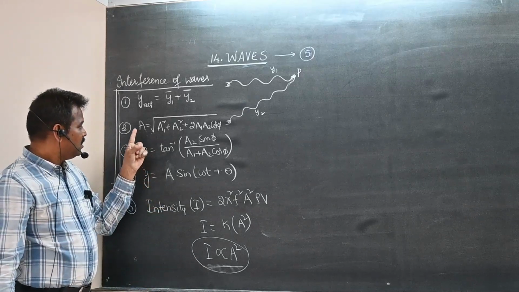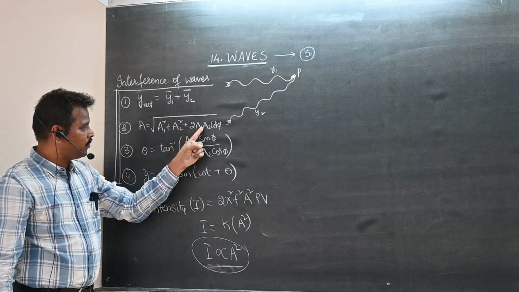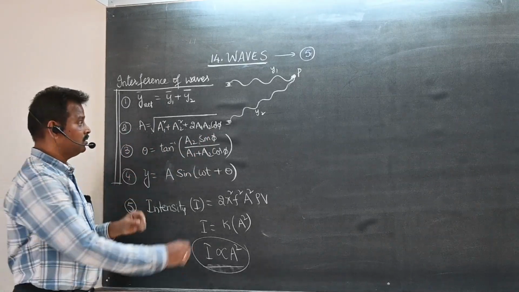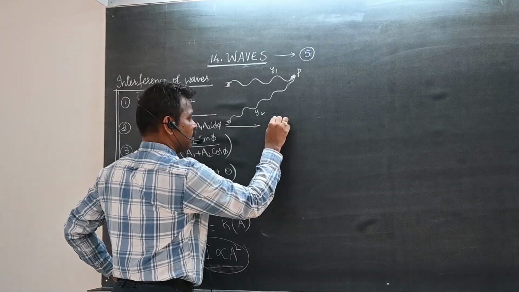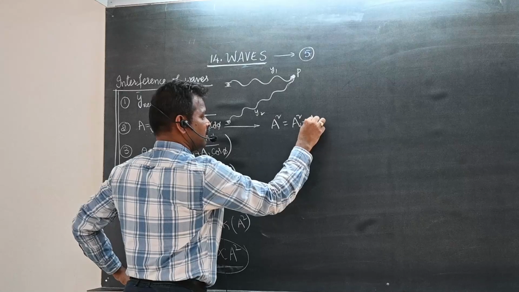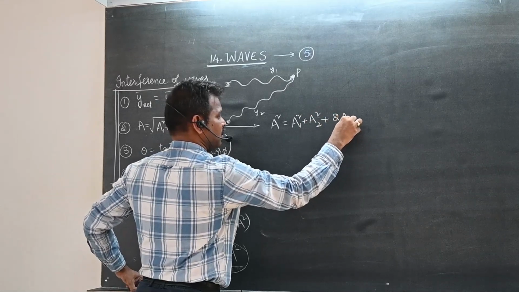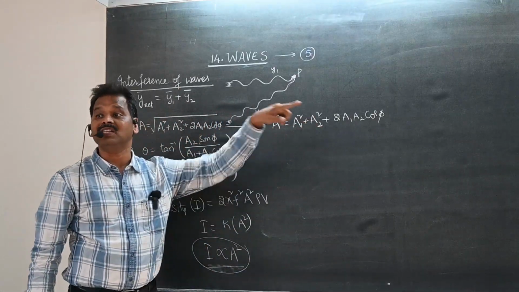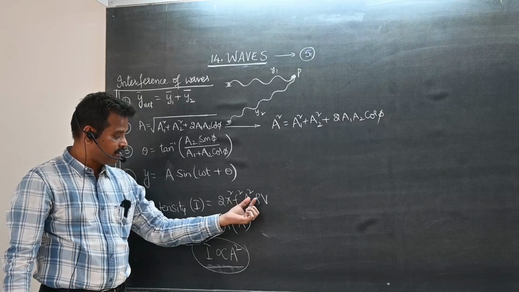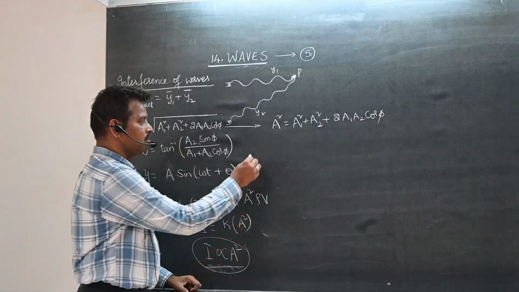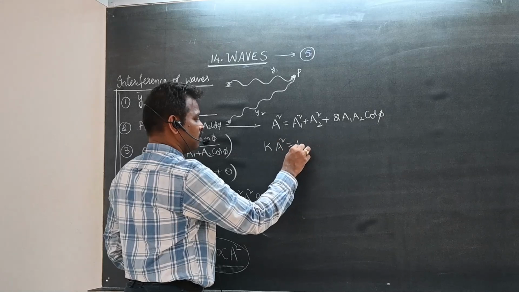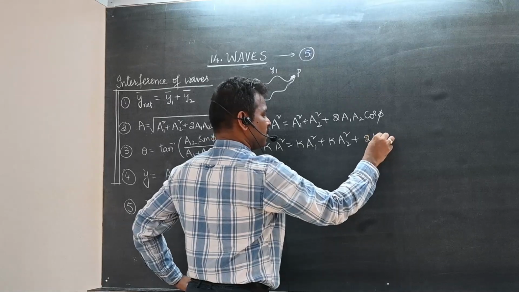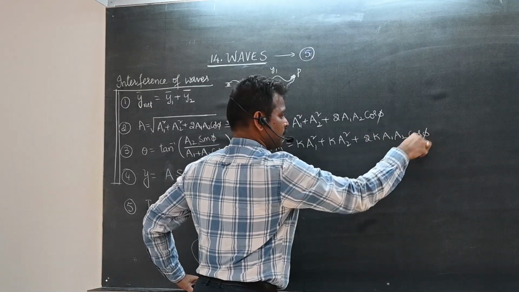Now a² is equal to a1² plus a2² plus 2a1a2 cos φ. Squaring on both sides, what will we get? A squared is equal to a1 squared plus a2 squared plus 2a1a2 cos φ. Multiply k on both sides. What is k? 2π²f²ρv. That is k. So what we get here: k a² is equal to k a1² plus k a2² plus 2k a1a2 cos φ.